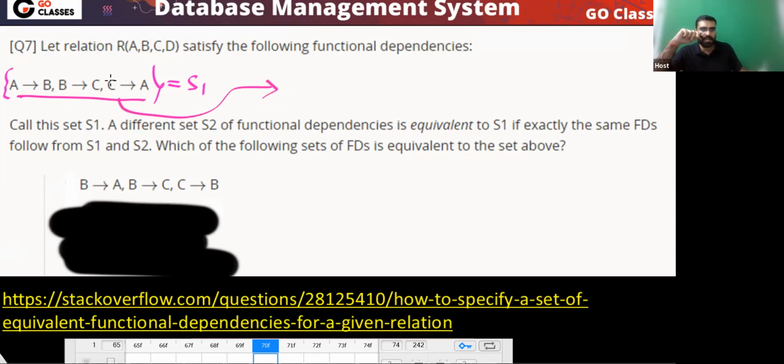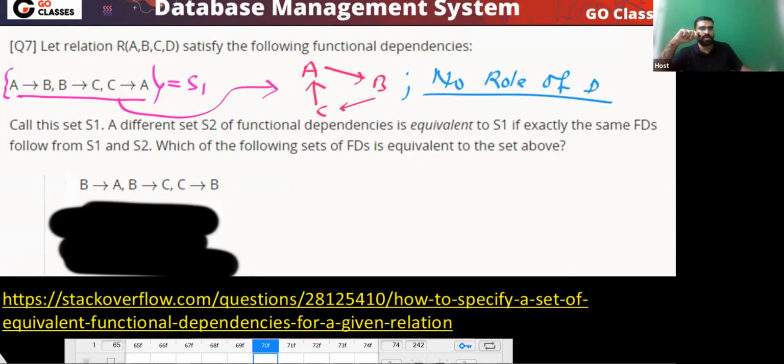Can you notice? In this functional dependency, everyone will determine everyone, like A determining B, B determining C, C determining A, right? Yes or no? And there is no role of D. Correct. So in these FDs, there is no role of D.